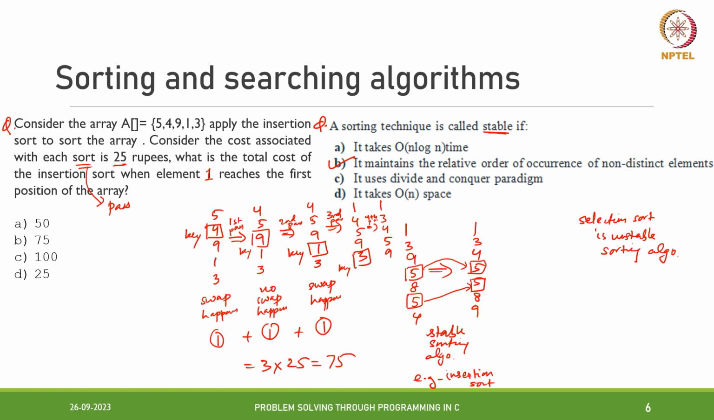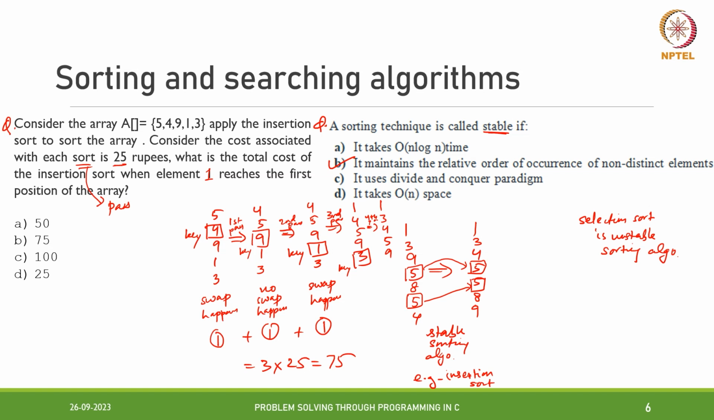Is that clear to you, or do you have anything to say? So the 100, yeah. Okay, so the fourth pass is not being considered because the question asks, what is the total cost of insertion sort when element 1 reaches the first position? So my element 1 reaches the first position after the third pass itself. So technically the question just asks, when element 1 reaches the first position, what is the cost associated till then? So I only need to consider the first 3 passes.